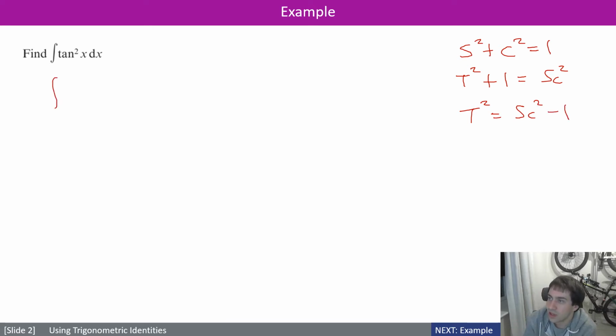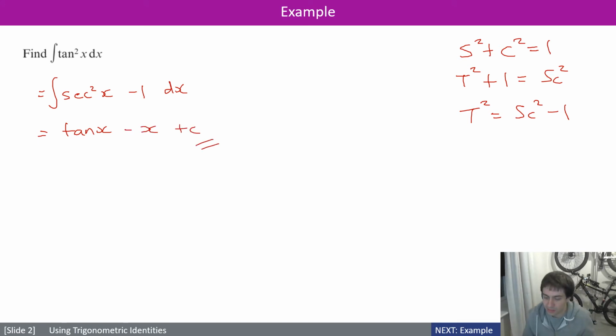So this is the same as the following. It's the same as sec squared x minus 1 integrated. So now we can integrate it, right? Because we know the integral of sec squared. The integral of sec squared is tan. And the integral of minus 1 is just x plus c. That's it. We did it.